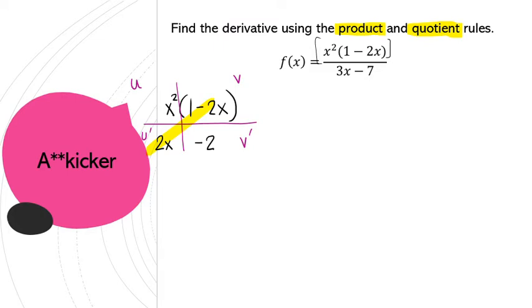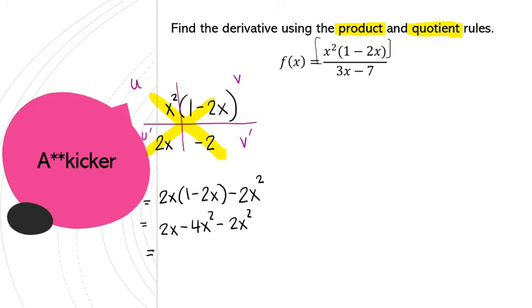u prime v. I'm just going to do both at the same time. u prime v, 2x onto 1 minus 2x. And then we're going to add, but we're adding negative 2x squared, so we can just combine that plus minus into a single sign. And then we're going to distribute: 2x minus 4x squared minus 2x squared, and we get the derivative of the top, the numerator of the fraction from our original question, is 2x minus 6x squared. Okay, we're going to take that up with us.